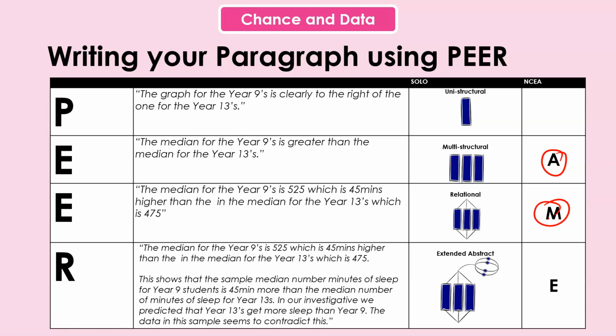And R, with relevance, is to try and give our paragraph some meaning in the overall context that we're dealing with. So you can see that there's an extra part there where we talk about what the result of knowing that the year 9s is 45 minutes higher than the year 13s means: that they get more sleep than the year 13s. Giving that context gives us the excellence level. So it's slightly different from the English model, where as part of your paragraph you write a sentence for each part. You just need to have a paragraph that includes all 4 parts. That bit's really important for getting those higher level answers.